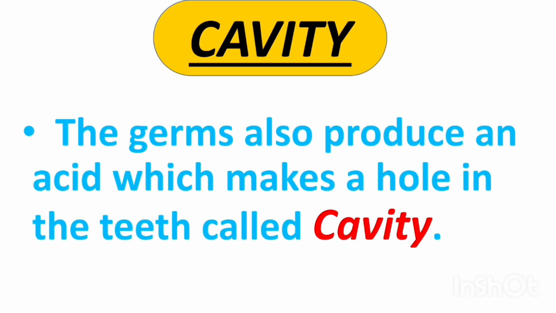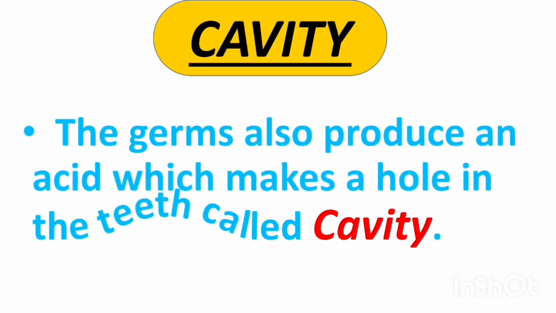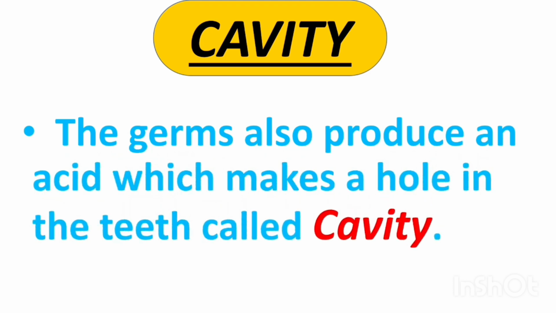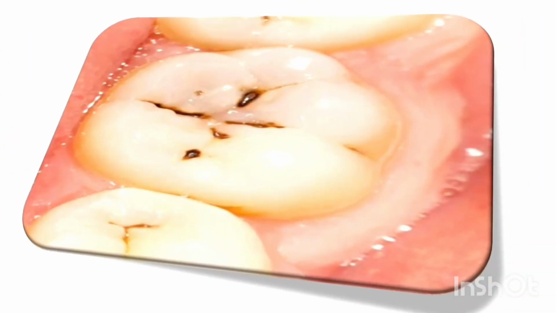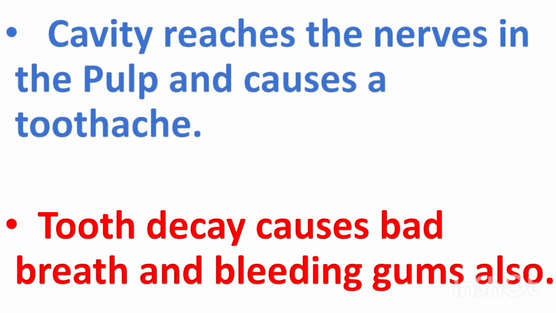Now next is cavity. Cavities are small holes caused by a buildup of bacteria and acid on the tooth surface. See in a picture of teeth, you can see small holes, brown colored, that are cavities. And if cavities are not treated, then it reaches the nerves in the pulp and causes a toothache. Tooth decay causes bad breath and bleeding gums also.